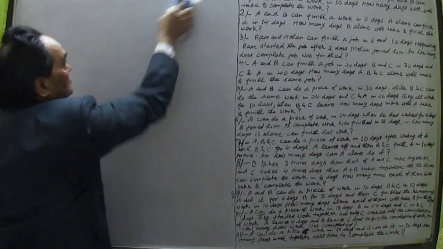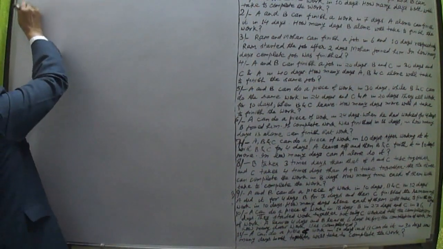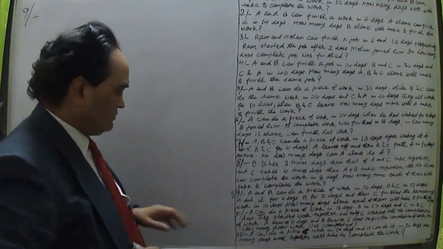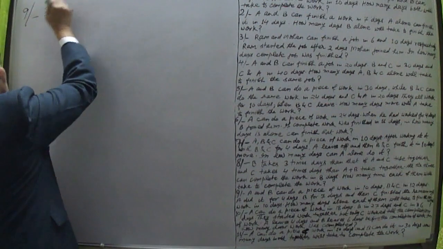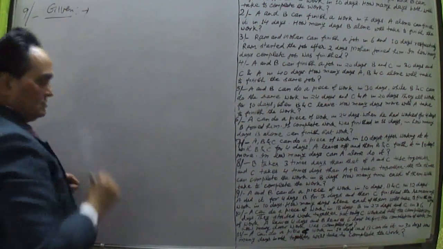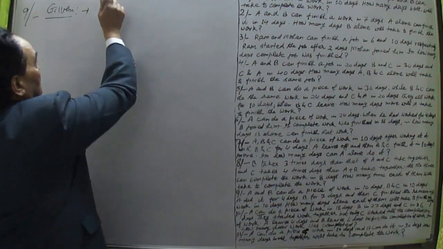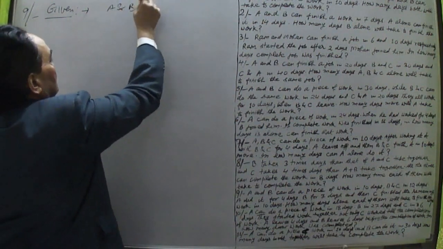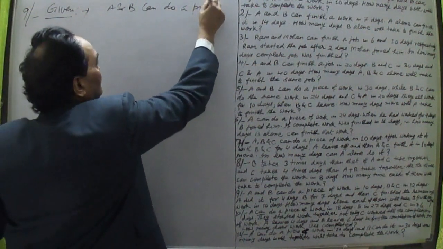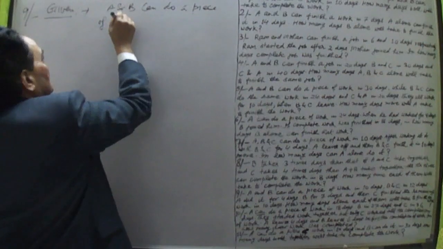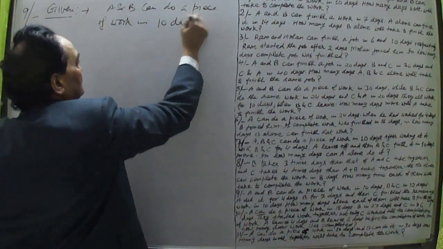So question number 9. Okay, question number 9 says, what is given to us? Let me write here, given. Try to understand the question. A and B can do a piece of work in 10 days. This is given to us.